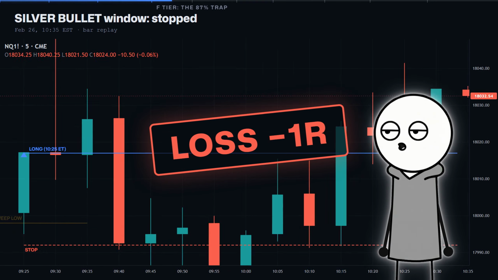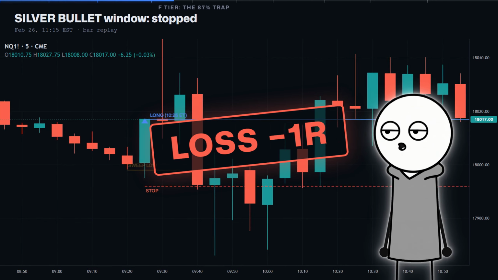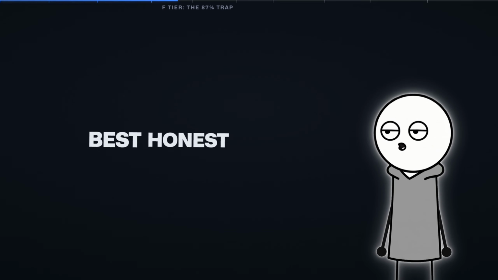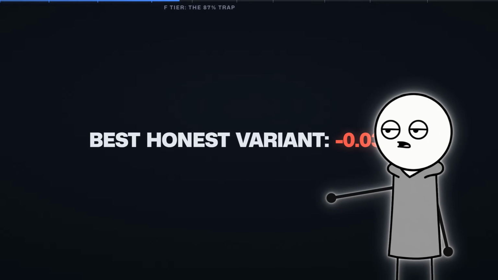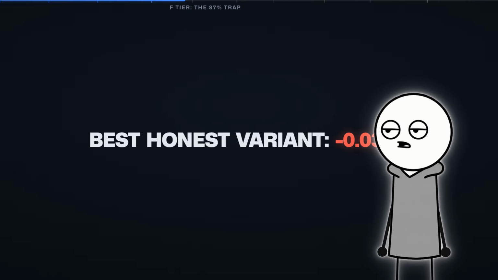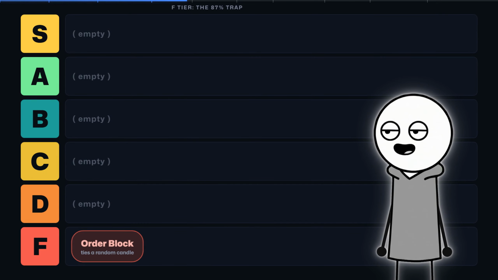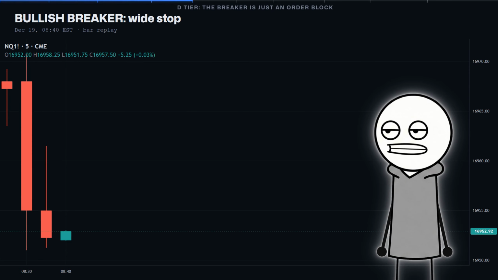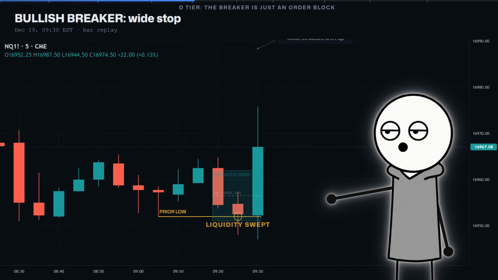A huge win rate built on a tiny target and a giant stop. You win and win and win, and one loss erases the whole row. We tested every honest variant of it. The best ones still lost 3 cents on the dollar. The setup with the prettiest win rate on this entire board loses you the most money. Silver bullet, F tier.